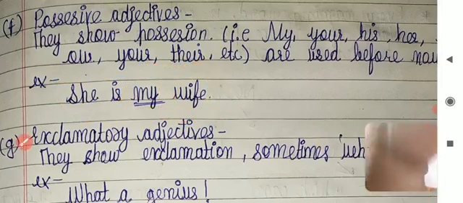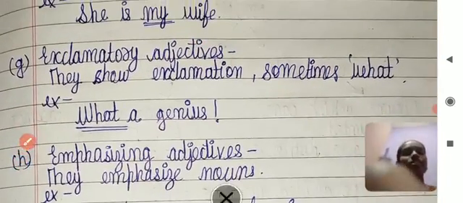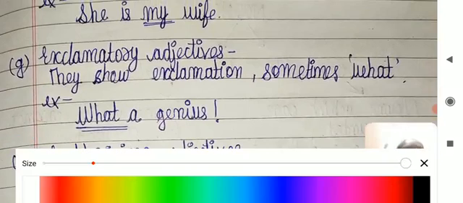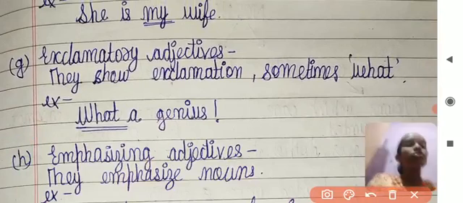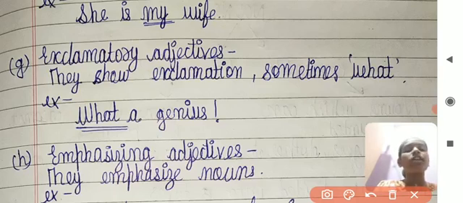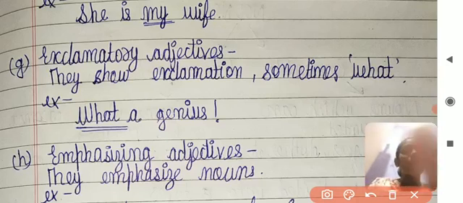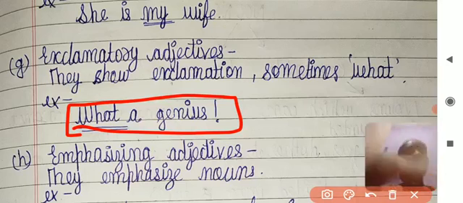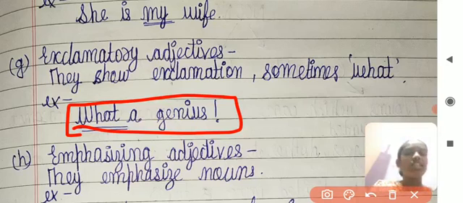Now let's go to the next type of adjective, that is the exclamatory adjective. So we already know what are the exclamatory words. The words which show a strong emotion. The words which show strong emotions are called exclamatory words. Like, it can be sad, happy, anything. Let's take an example. What a genius. What a genius. So here, genius. Yes, he is a genius.